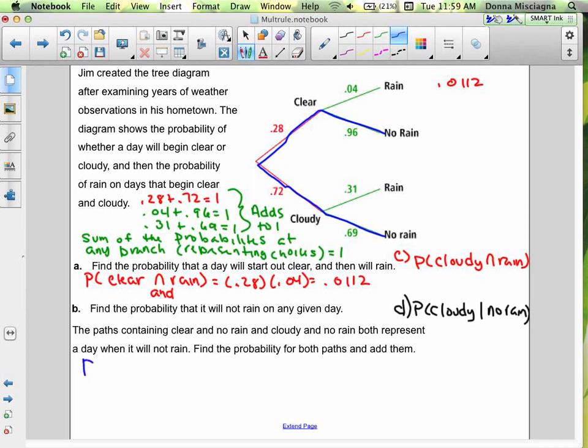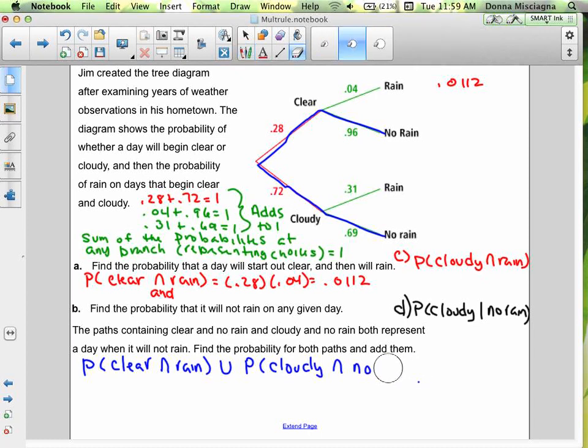So this would be the probability of clear and no rain, or since we're okay with either one, clear and no rain or cloudy and no rain. We just don't want it to rain. That would be the probability of cloudy and no rain. Put a space there between no and rain.